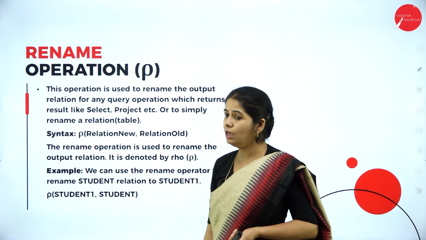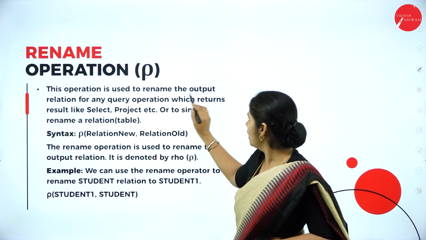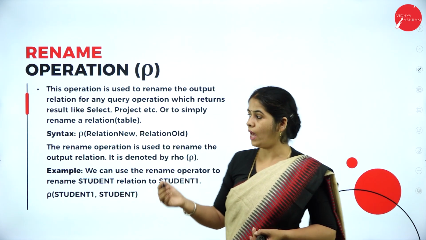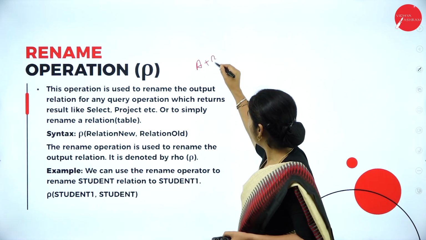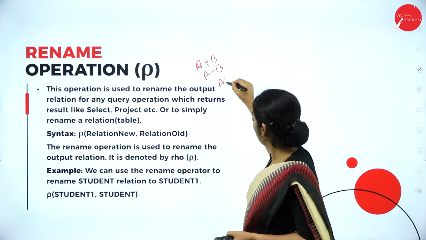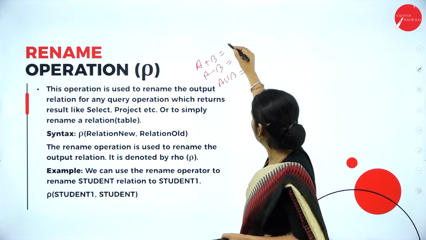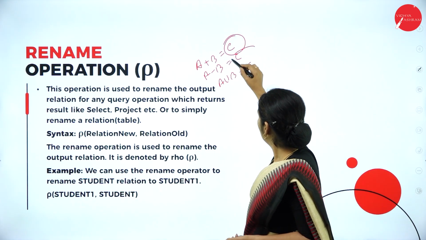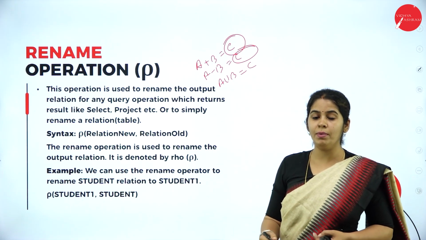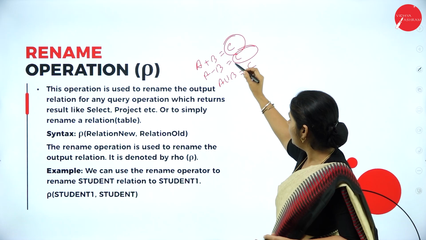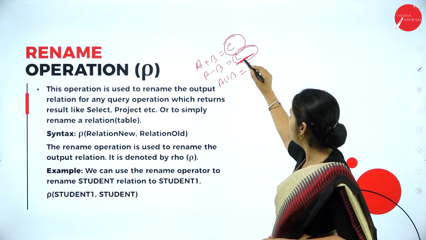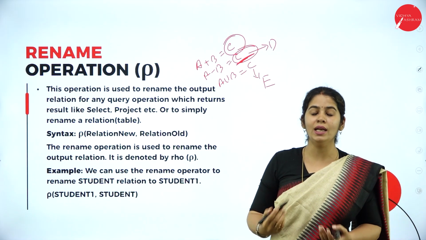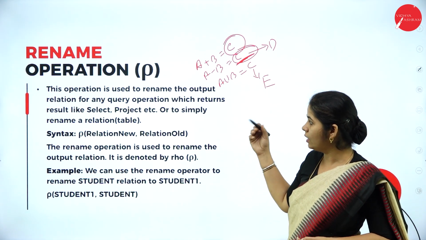Next we have the rename operation. This operation is used to rename the output relation of any query operation. After so many operations we have done, such as A plus B, A minus B, A union B, all the resultants will be C. When the resultant table name is always C, it becomes complicated. So the rename operation is used to rename the resultant: instead of C, I put it as D, instead of C, I put it as E. To rename the resultant table, we use the rename operation.